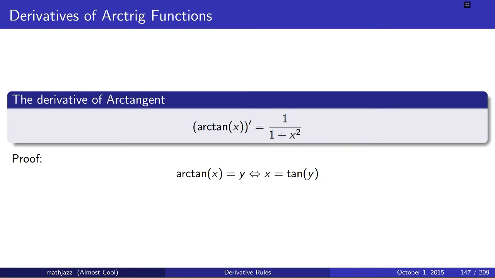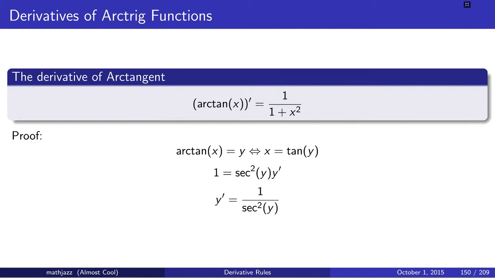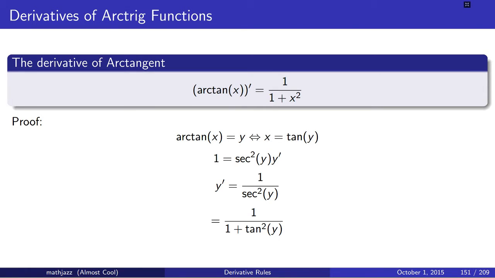The derivative of arctangent is taken in a similar manner. Arctangent of x equaling y is the same as x equals tangent of y. We take the derivative of both sides of the expression. We solve for y prime. We use the Pythagorean identity to switch secant squared of y for 1 plus tangent squared of y. And tangent squared of y is x squared, since x is tangent of y. And that gives us the derivative of arctangent of x, 1 over 1 plus x squared.